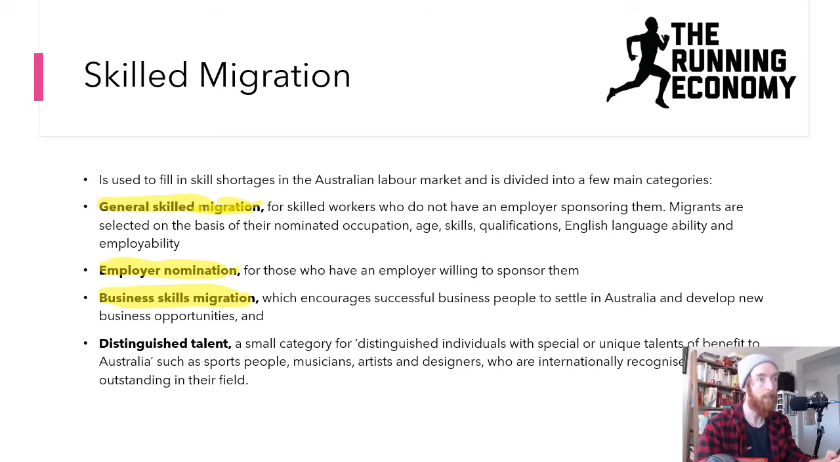And then lastly is distinguished talent, which is for a small category for distinguished individuals with special or unique talents to benefit Australia, such as sports people, musicians, artists, designers, and those who are internationally recognized as being outstanding in their fields. So this is especially bringing people for their particular talents or skills to work in Australia.